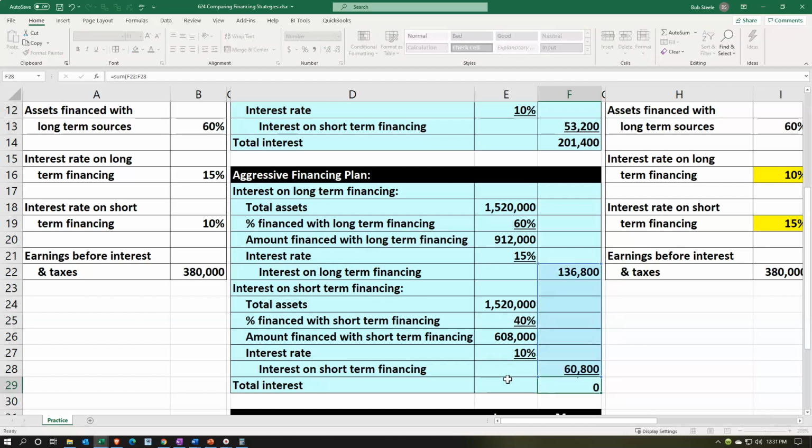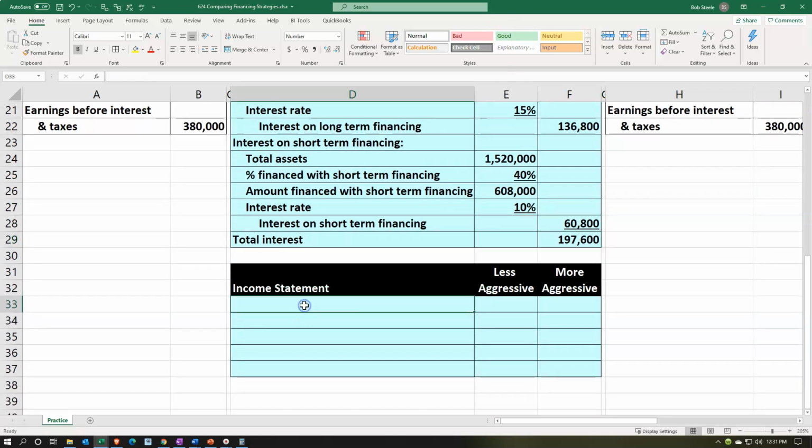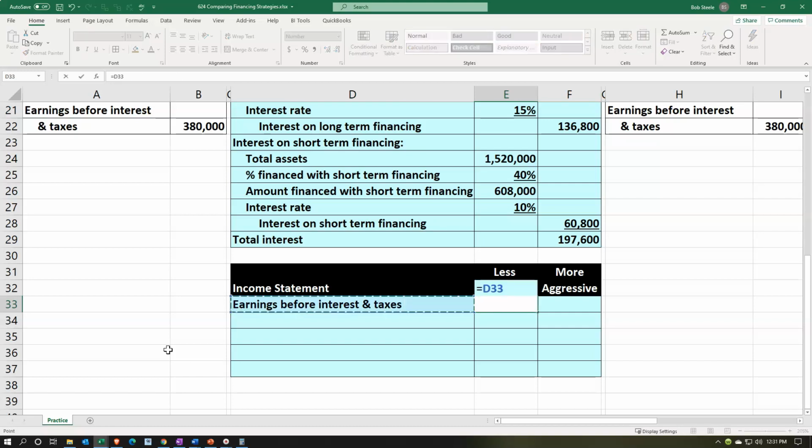That would result in less, of course, because we financed more with the more aggressive short-term financing in this case. So then let's go on down and make an income statement starting at basically net income before interest and taxes, the earnings before interest and taxes. So we're going to start off with earnings before interest and taxes. That's going to be equal to what's given over here, the 380,000. It's going to be the same for both plans. So I'm just going to say equals that same number.